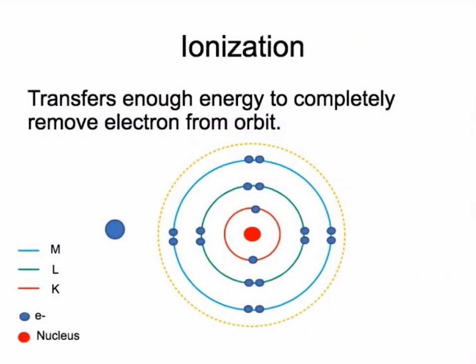Excitation occurs if the bypassing electron transfers the right amount of energy to an orbiting electron to allow it to jump to a higher energy level. However, it still continues to orbit the atom and the change is only temporary.